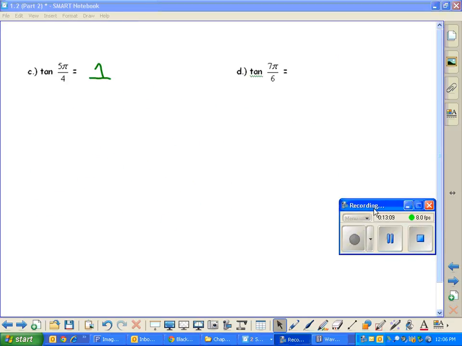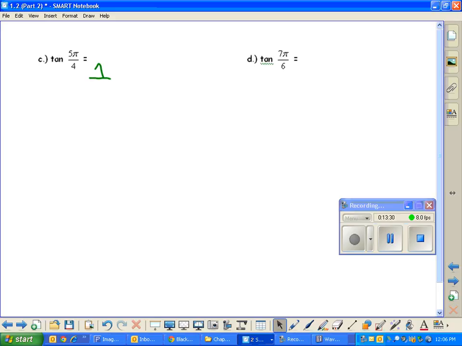So that first one is 1. D, what did we get? Anyone? It's not root 3. 1 over root 3. Yes. So that's just root 3 over 3.